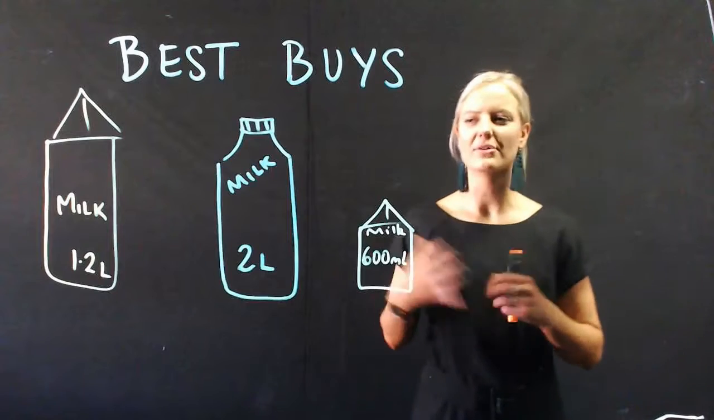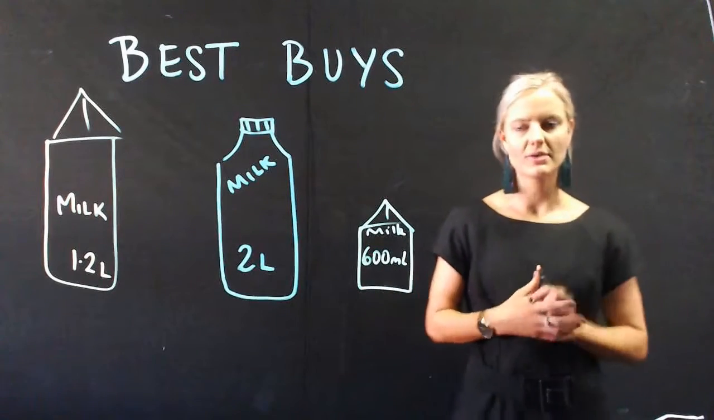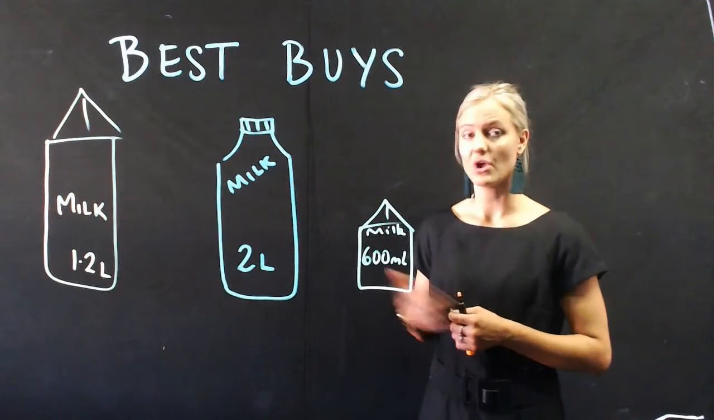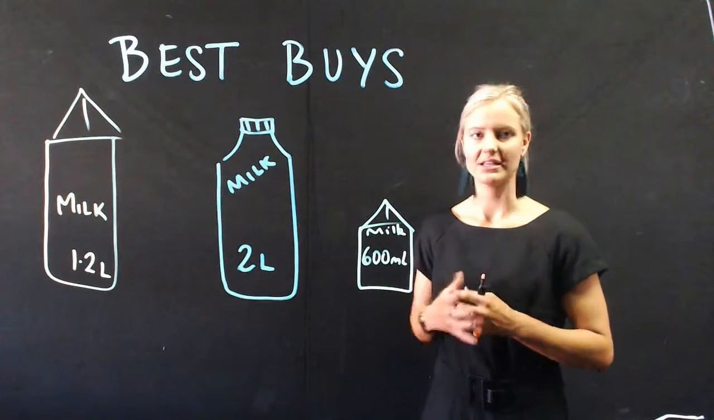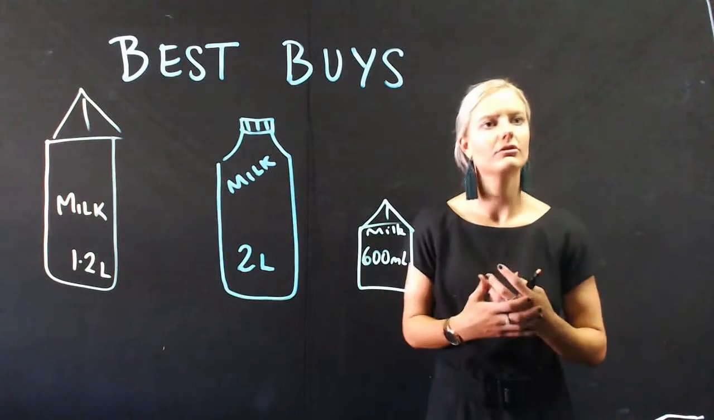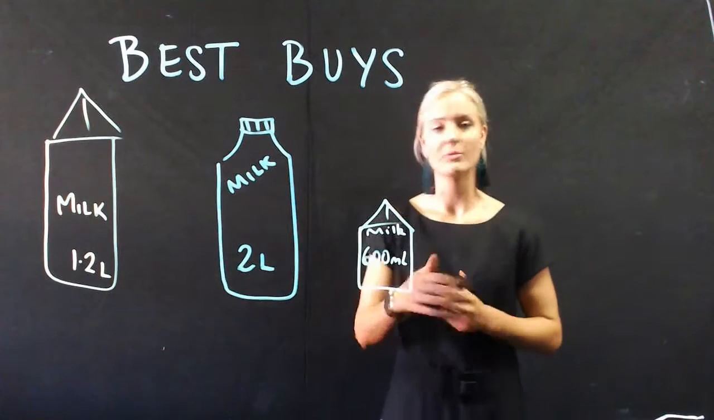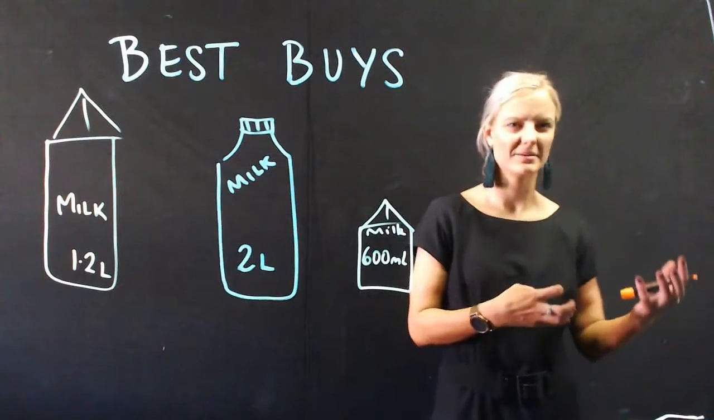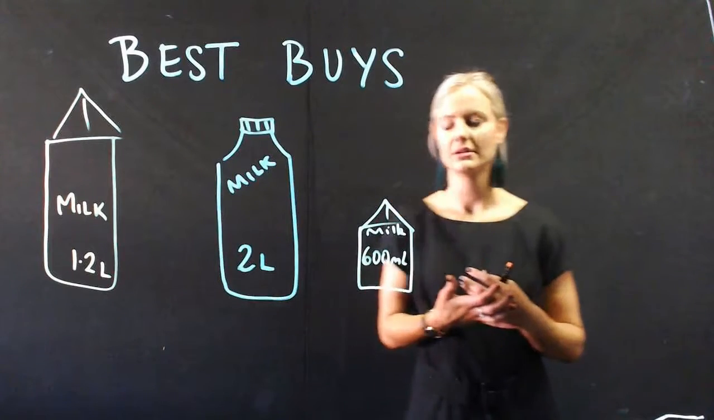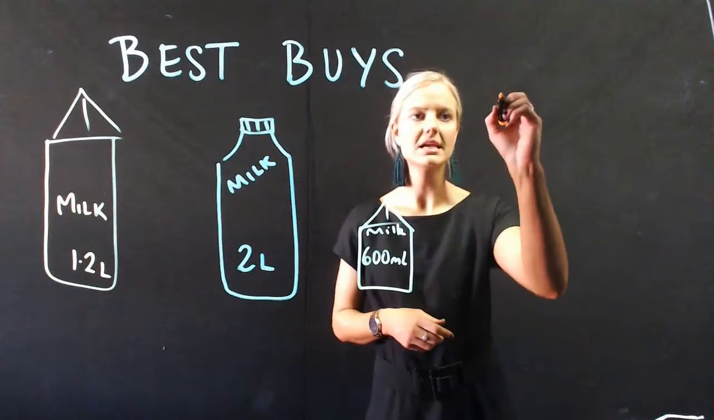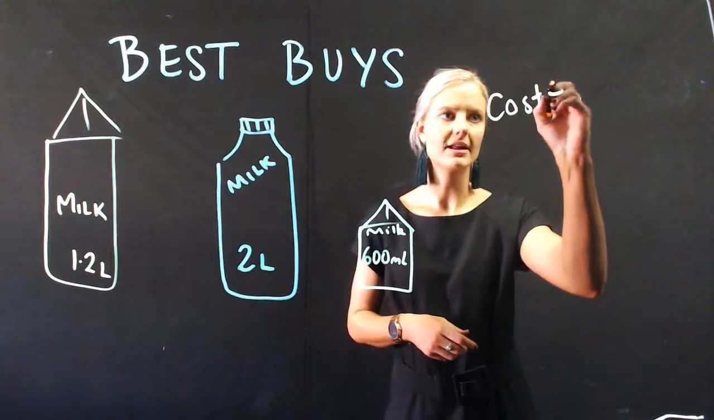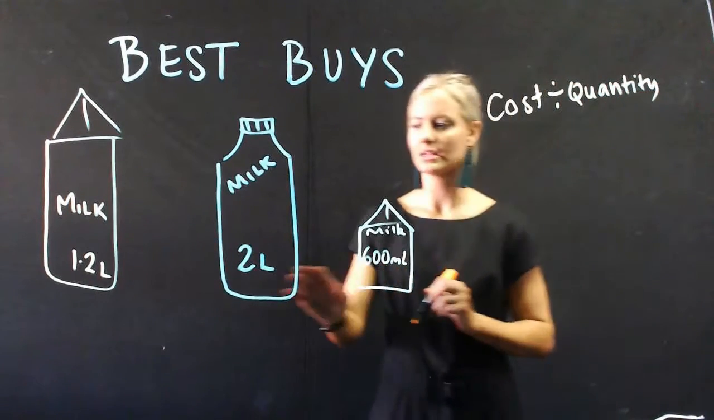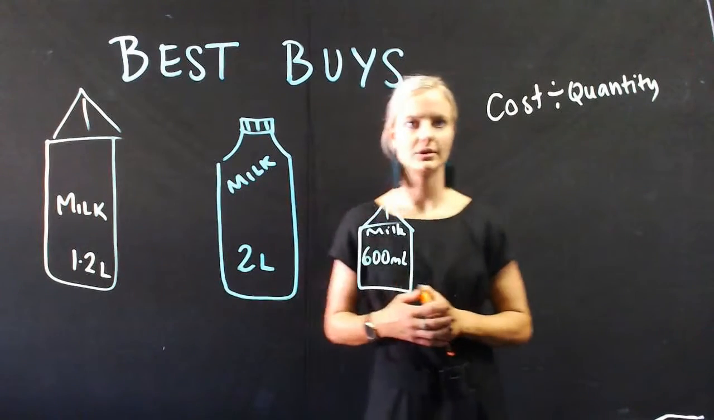Alright, so we just looked at number of objects. There were 3 bunches of flowers versus 1 bunch of flowers. What if they're now talking about quantity in terms of weight or capacity, or some sort of units? So in this case, we're dealing with litres or millilitres, and we might want to find out what is cheaper, not per item, but per litre. Okay, and the formula we'll use is still cost divided by quantity.